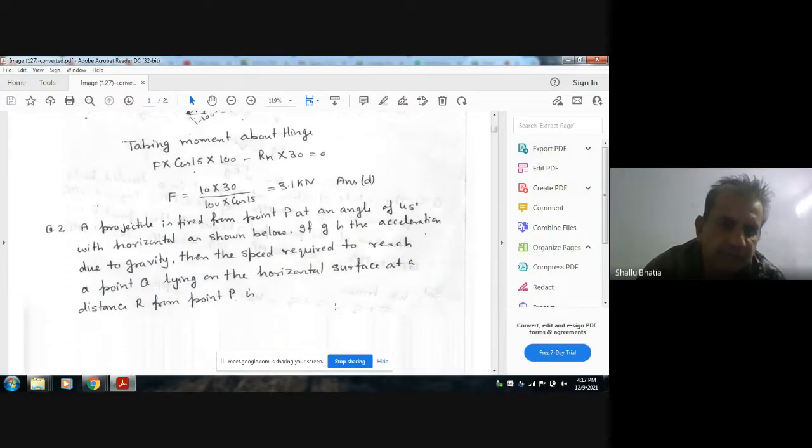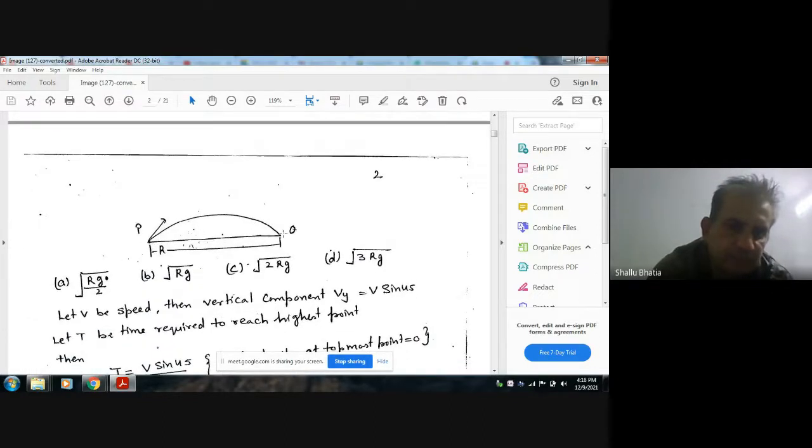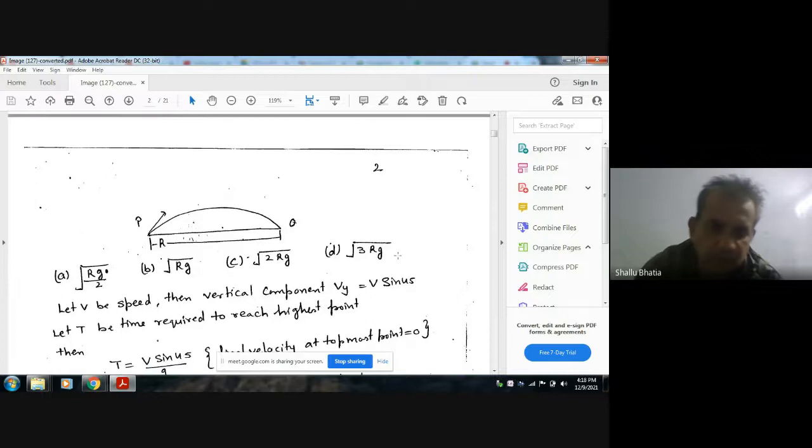Next, a projectile is fired from a point P at an angle of 45 degrees with the horizontal, as shown below. If g is the acceleration due to gravity, then the speed required to reach a point Q lying on the horizontal surface at a distance r from point P is... This is the point P, and this is the r distance, where the projectile touches the ground. The options are: A root rg by 2, B root rg, C 2 root rg, D 3 root rg.